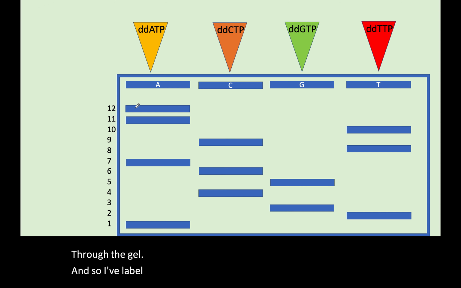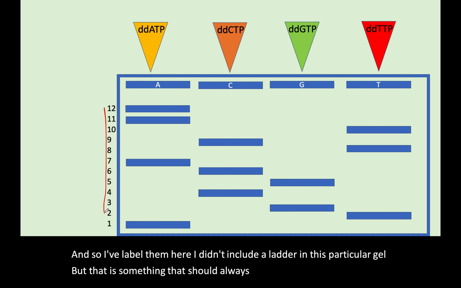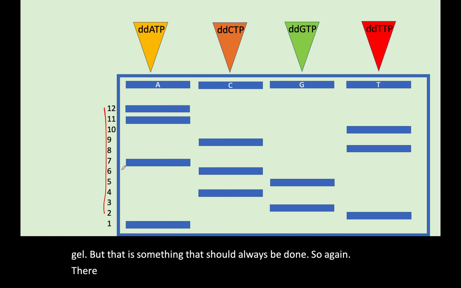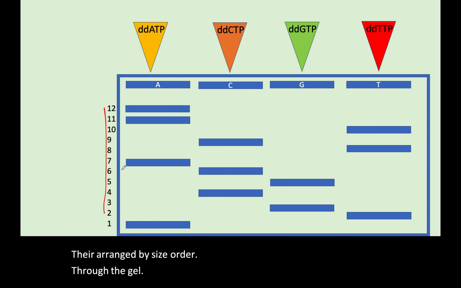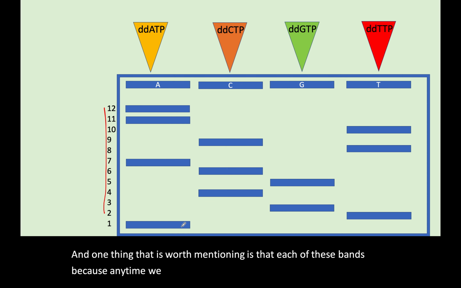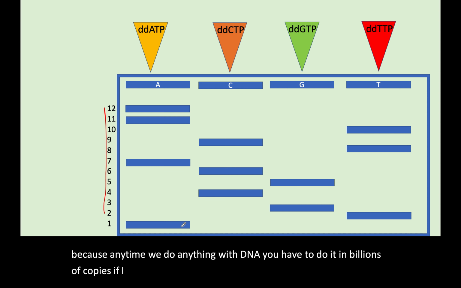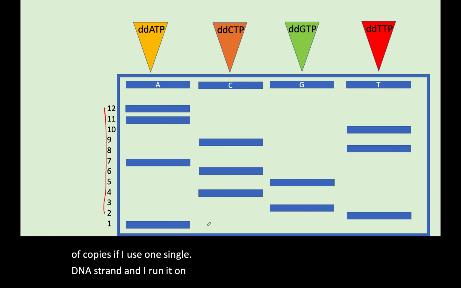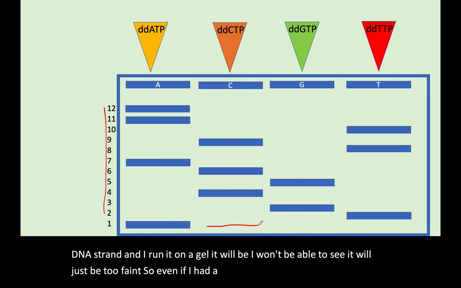I didn't include a ladder in this particular gel, but that is something that should always be done. So again, they're arranged by size order through the gel. And one thing that is worth mentioning is that anytime we do anything with DNA, you have to do it in billions of copies. If I use one single DNA strand and I run it on a gel, I won't be able to see it. It will just be too faint. So even if I had a 1 right here, I wouldn't be able to see it.